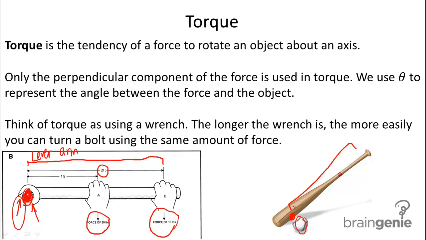So with the baseball bat, we want to hit the baseball at the edge, increasing the lever arm, and thereby increasing the torque. The torque is the force used to basically hit this ball and send it flying out for a home run.